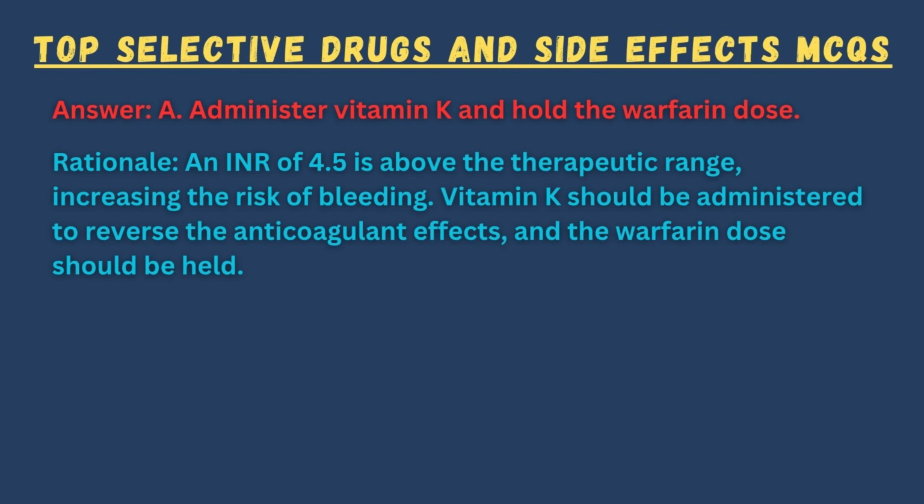Answer: A. Administer vitamin K and hold the warfarin dose. Rationale: an INR of 4.5 is above the therapeutic range, increasing the risk of bleeding. Vitamin K should be administered to reverse the anticoagulant effects, and the warfarin dose should be held.